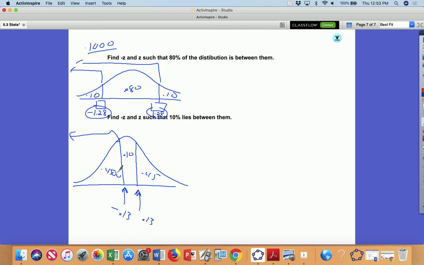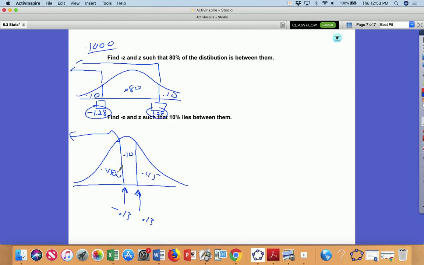Does it matter if they're even, because I did the average in between them, does it matter if... Unless they're right in the middle, just pick the closest one. The closest z-score.